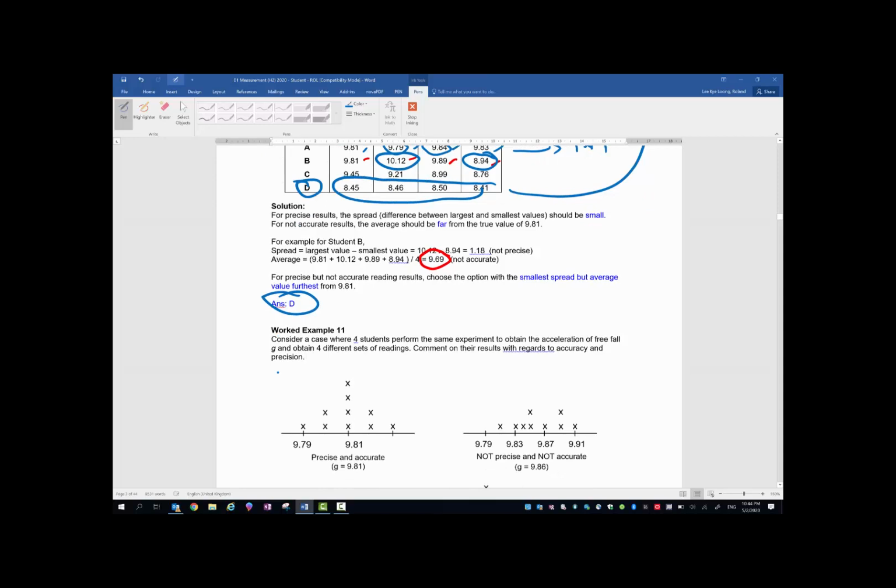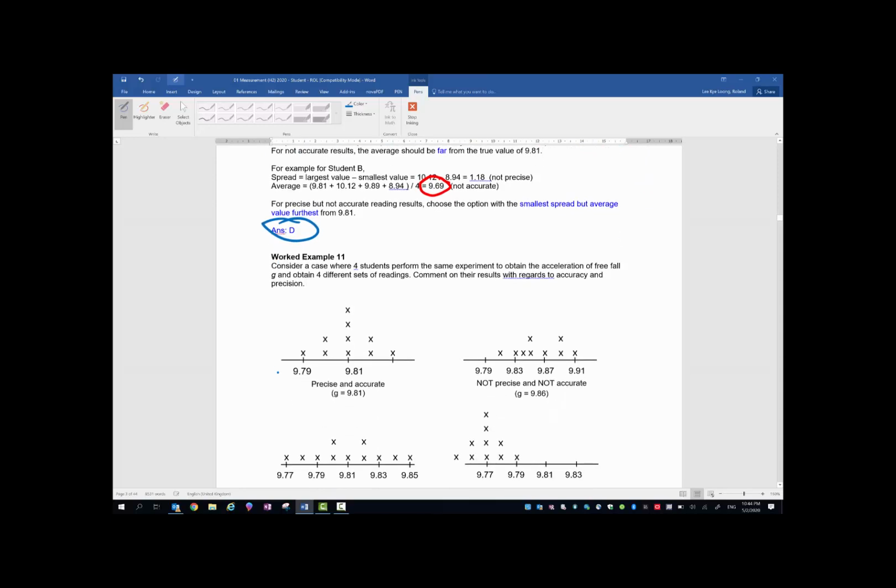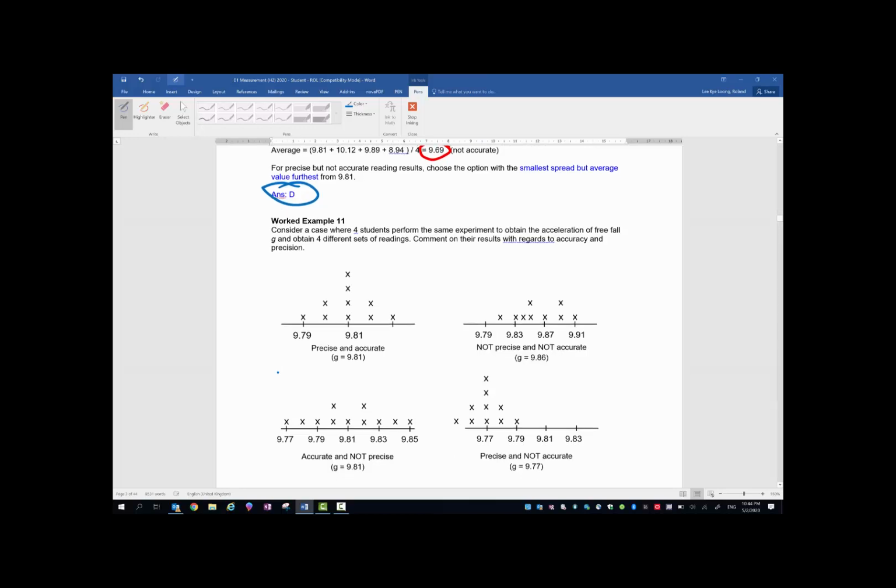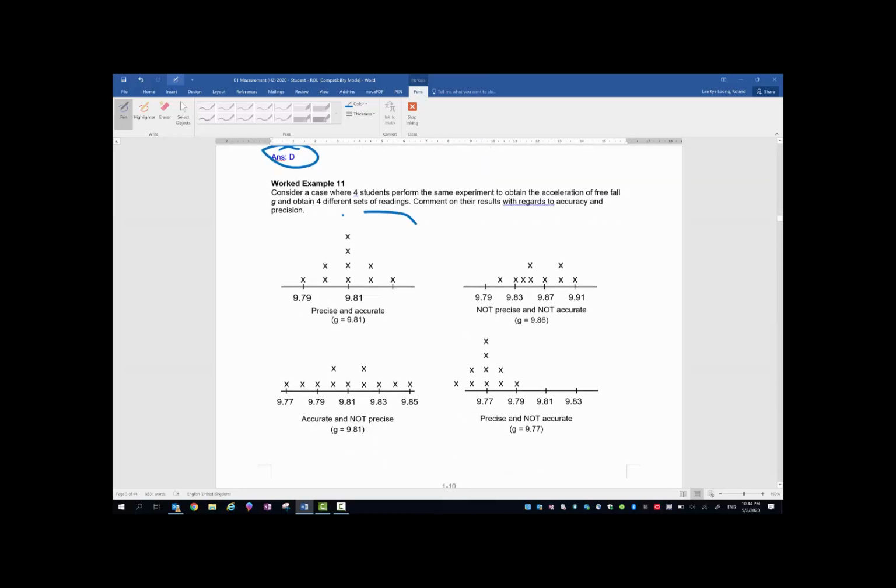Okay, so same for this kind of graphical example. Comment on the result with respect to accuracy and precision. Now, we look at this. This is accurate because the mean is 9.81. It's precise also because the spread is from 9.79 to 9.83. So it's just a small spread of 0.04. Small spread means it's precise. The mean is accurate means it's accurate. So this is precise and accurate.